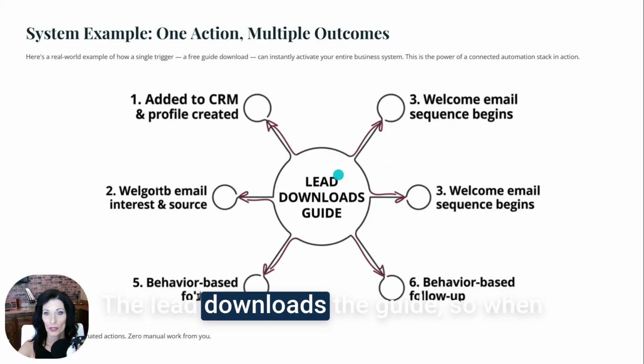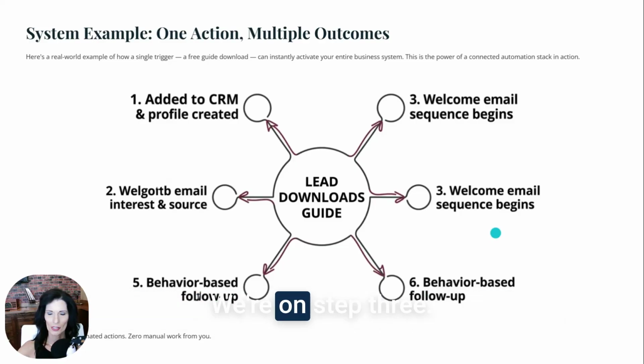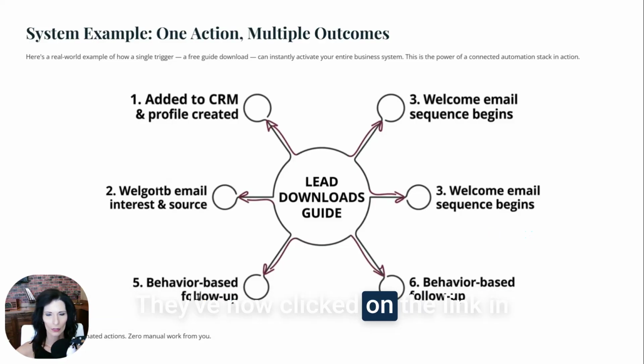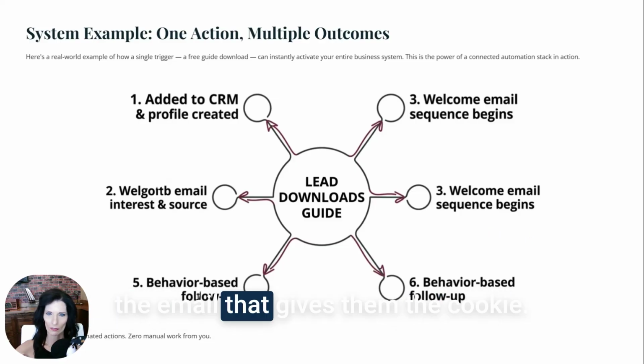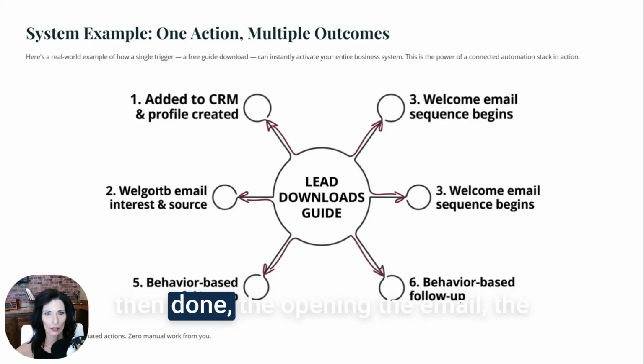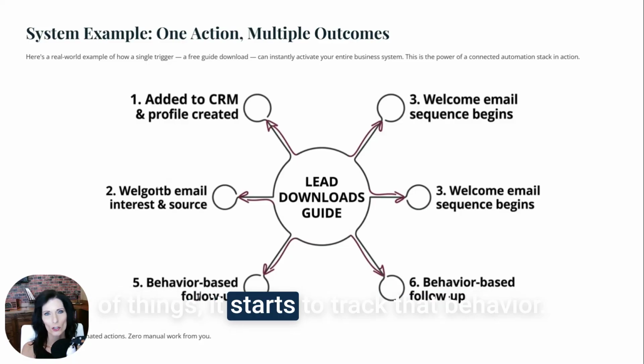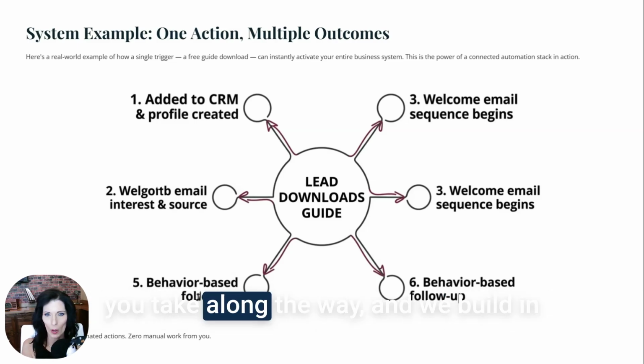The lead downloads the guide. So when they're in there, they get that first email. So the sequence is now beginning. We're on step 3. They've now clicked on the link in the email that gives them the cookie. So then based on what the lead has then done, the opening the email, the clicking on the link, any of those types of things, it starts to track that behavior. And remember, I said it tracks every step that you take along the way.